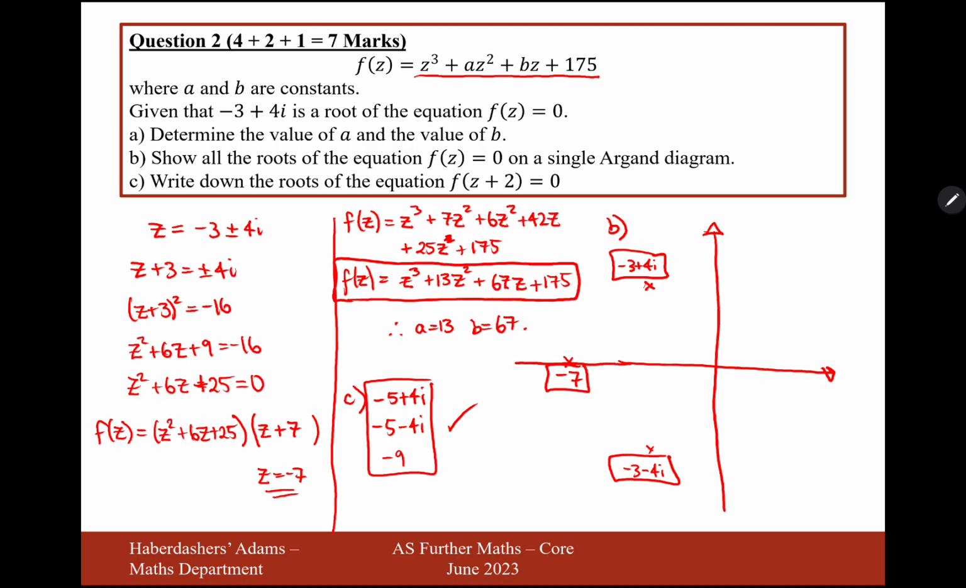And there we are, that's the answer to question 2, worth a total of 7 marks. Let's now move on to question 3.